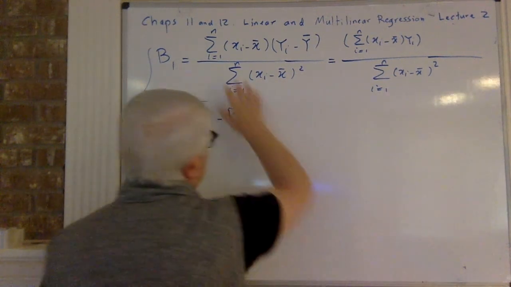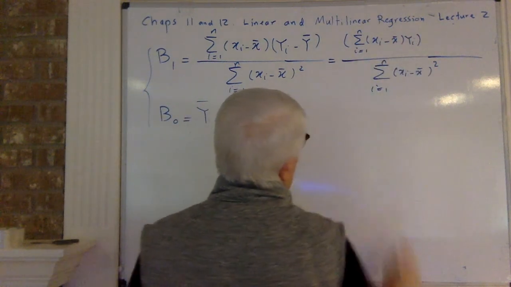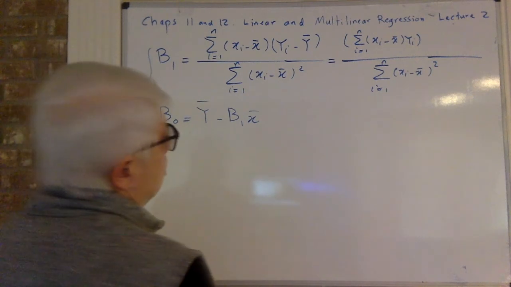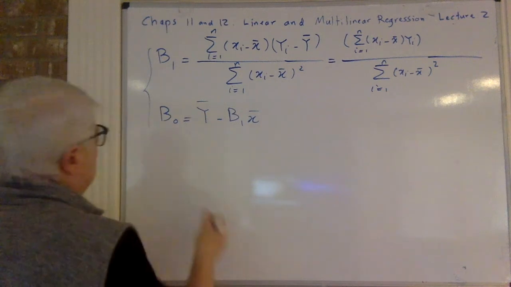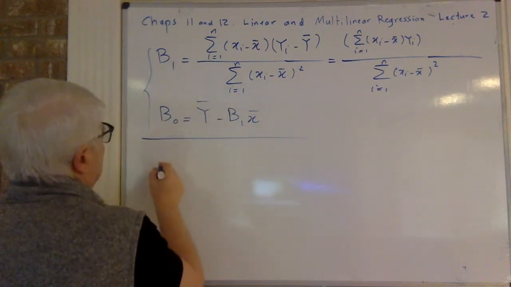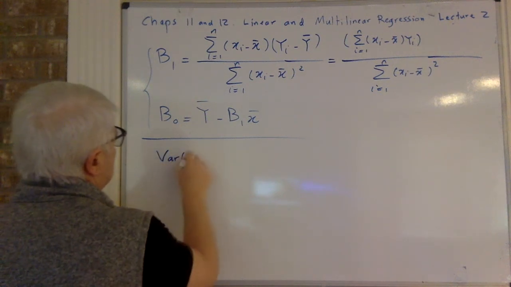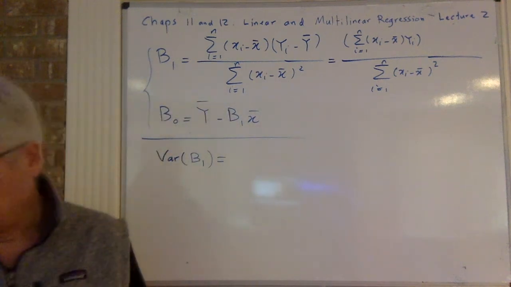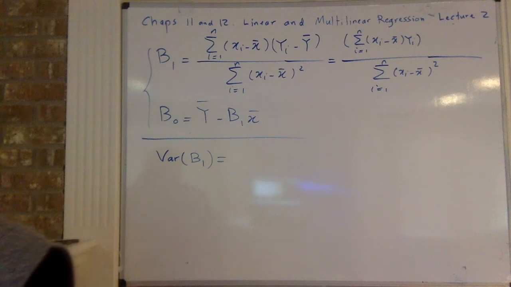You can try to find the E. If you apply E here, these are just constants. So E is applied to yi, and also in the denominator, these are just constants. It's not that hard to prove. But we can also find the variance of these two, the variance of B0 and the variance of B1. And I have also given the formulas and the derivation of these two formulas in the notes.